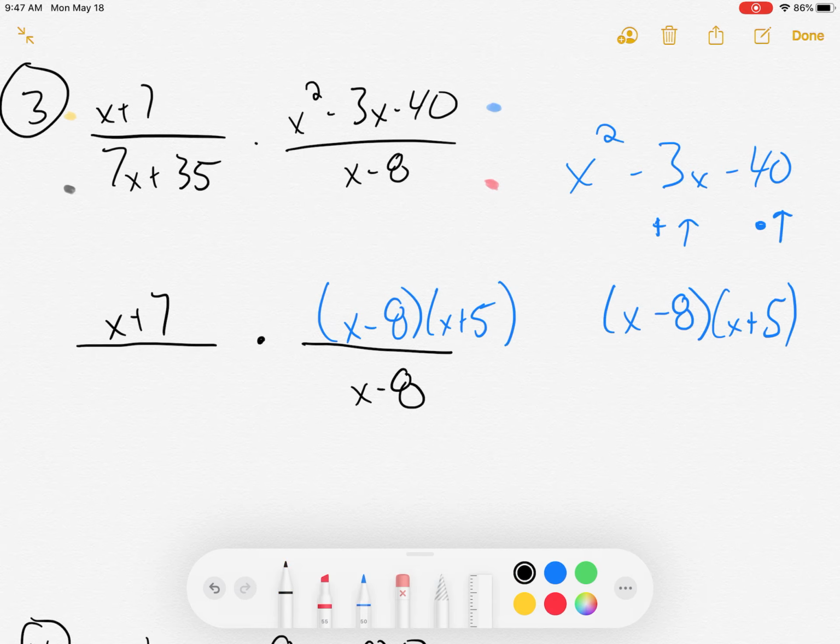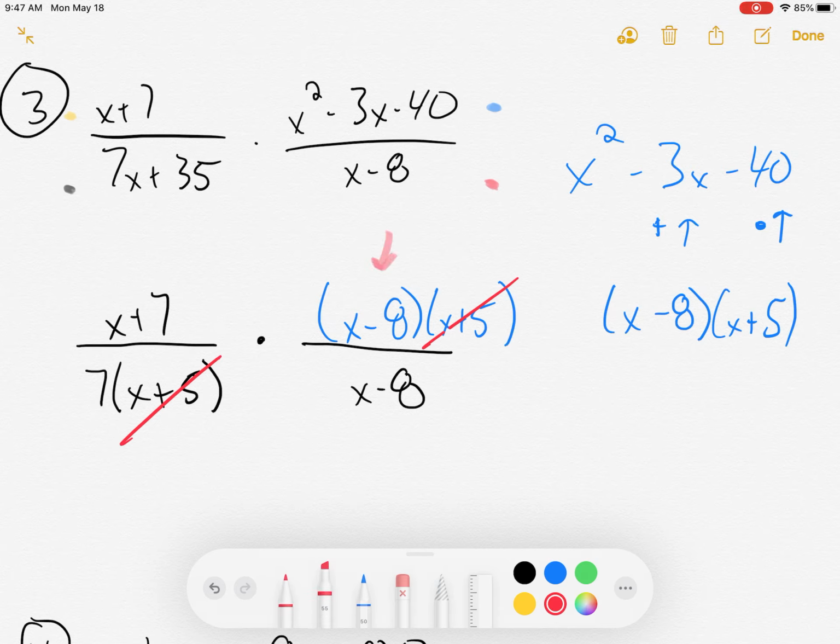Now let's look at the bottom left, the black one, 7x plus 35. Does that have a GCF? Yes, it does. It has a 7. Now what goes in parentheses? x plus 35 divided by 7 is 5. Okay, so now I look for things. Hey, what's on the top? What's on the bottom? Well, I have x plus 5, x plus 5.